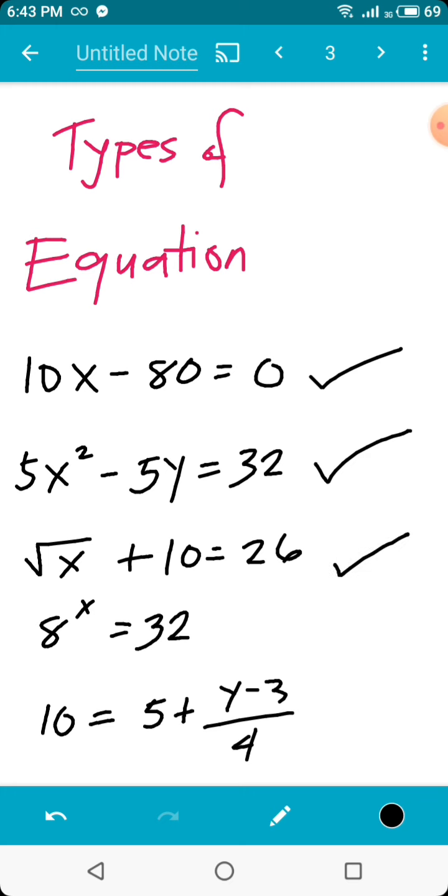Yung pangatlo naman yan, since kung mapapansin nyo, meron tayong radical sign, so tinatawag natin yung radical equation. Alright? So, yung sumunod naman, that is exponential equation. So, kung mapapansin nyo, meron tayong exponent na variable. Alright? And then, we have this rational equation. So, meron tayo sa equation na rational part. Alright? So, meron pang iba-ibang klase ng equation, pero ito lang yung sum. Alright? So, at least familiar na kayo kung makaka-encounter kayo ng gantong equation.